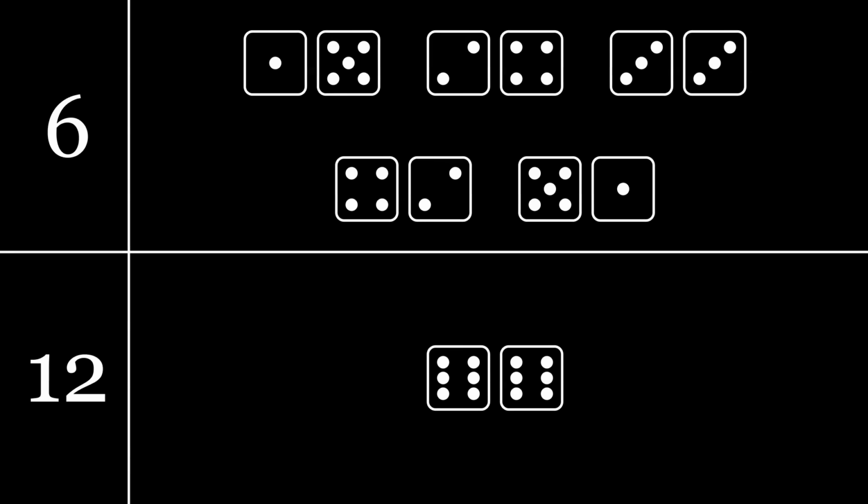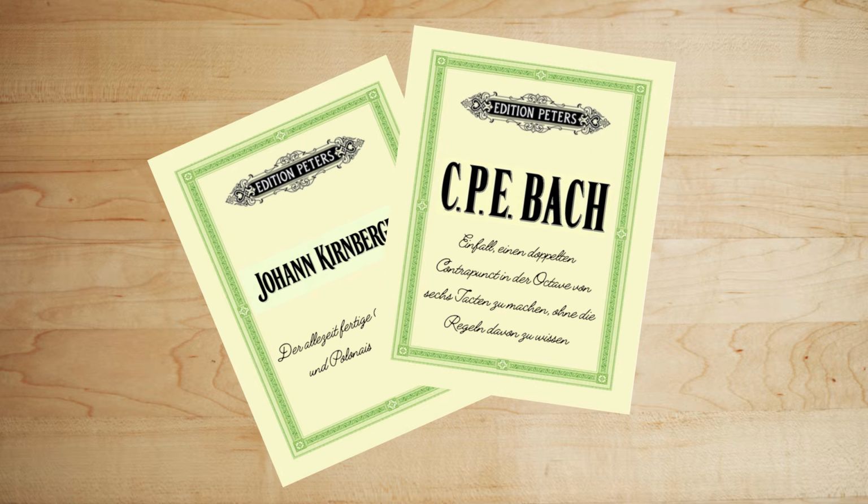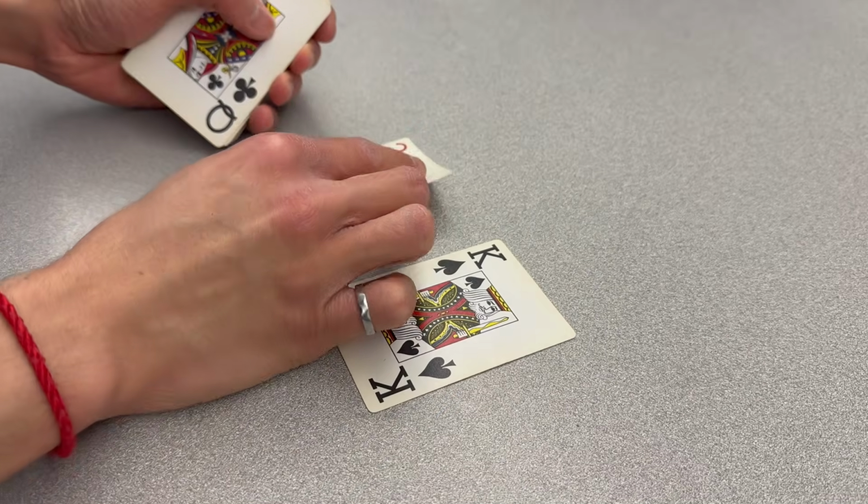Although Mozart's composition is the best known example of using dice to randomly generate music from pre-composed selections, it's certainly not the first. Earlier examples include the ever-ready Minuet and Polonaise Composer by Johann Kirnberger, and a method for making 6 bars of double counterpoint at the octave without knowing the rules by C.P.E. Bach. And of course, rolling dice wasn't the only way to randomly generate music either. Some composers used playing cards, while others merely asked the performer to think of a random number.